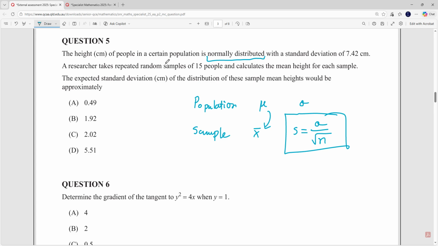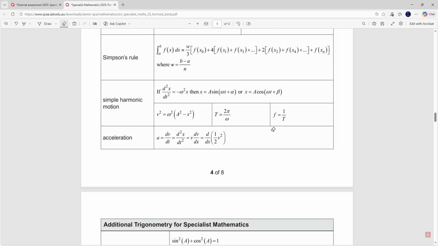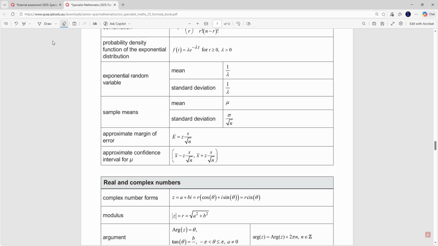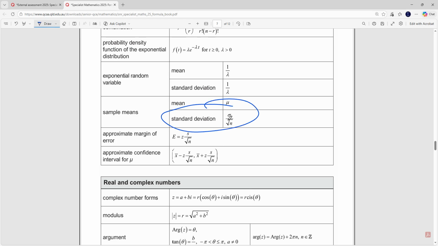Now you don't have to memorize this. It is on your formula sheet somewhere. I just gotta find out where it is. Oh, there it is. Right there. Okay? Even says sample means. So there's no excuse as well. Okay? So you go find it.